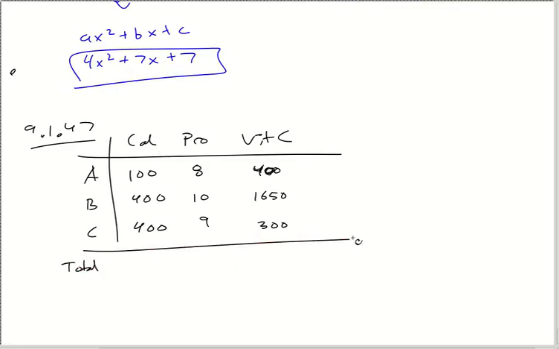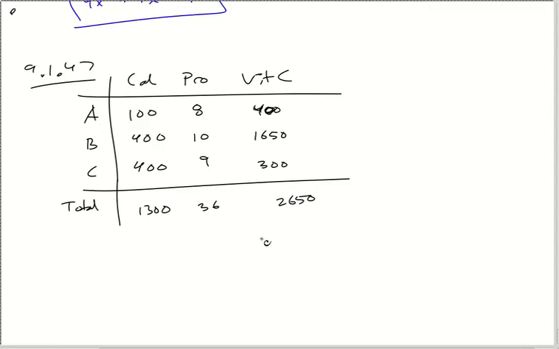So the total that we're looking for each calorie, protein, and vitamin C is going to be the 1,300 calories, 36 grams of protein, and 500 whatever vitamin C. Okay, so there we go. Well, doesn't it look like a matrix to you? Doesn't that look like a matrix? And yes, it does. The only problem is that this is a 4 by 3.